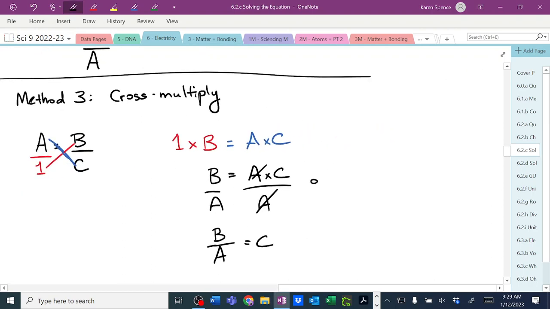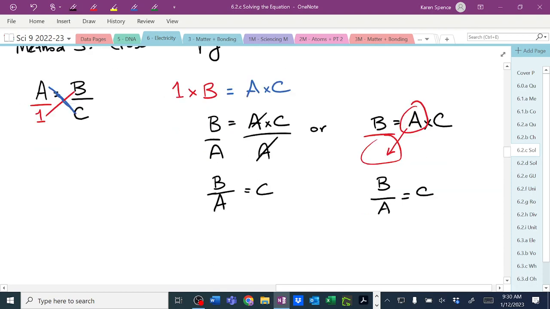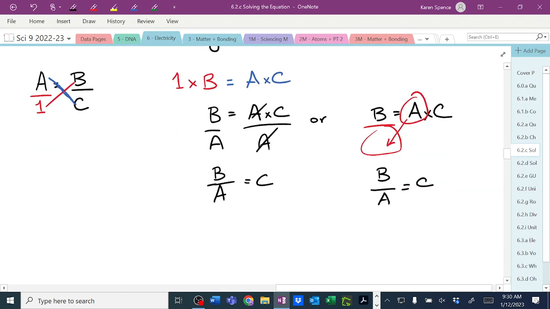Or, B is equal to A times C. What could I do with the A if I want to move it diagonally? Is it going to move up or down? It's going to move down. Okay, so it's going to end up down here. So I'll end up with B over A equals C. And either of those I can then, what do I need to do with them? I need to flip them. So I get C is equal to B over A.